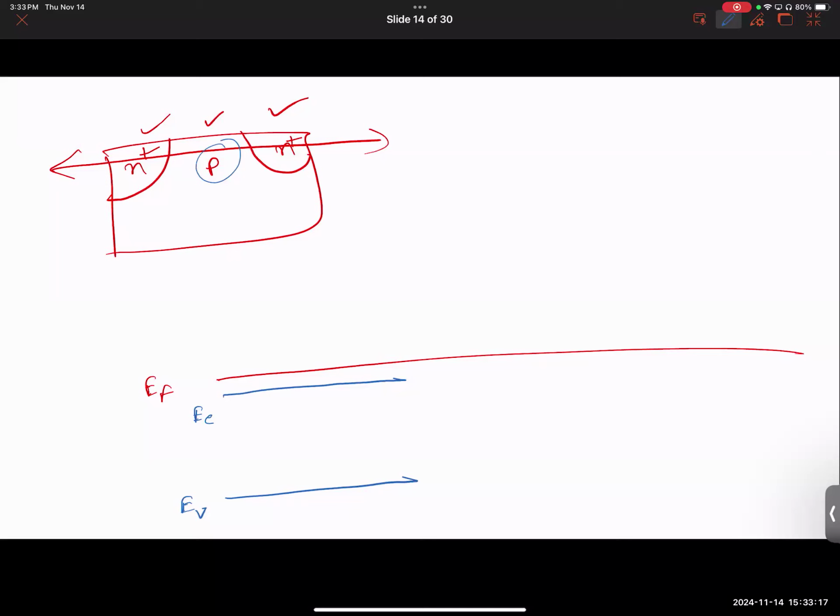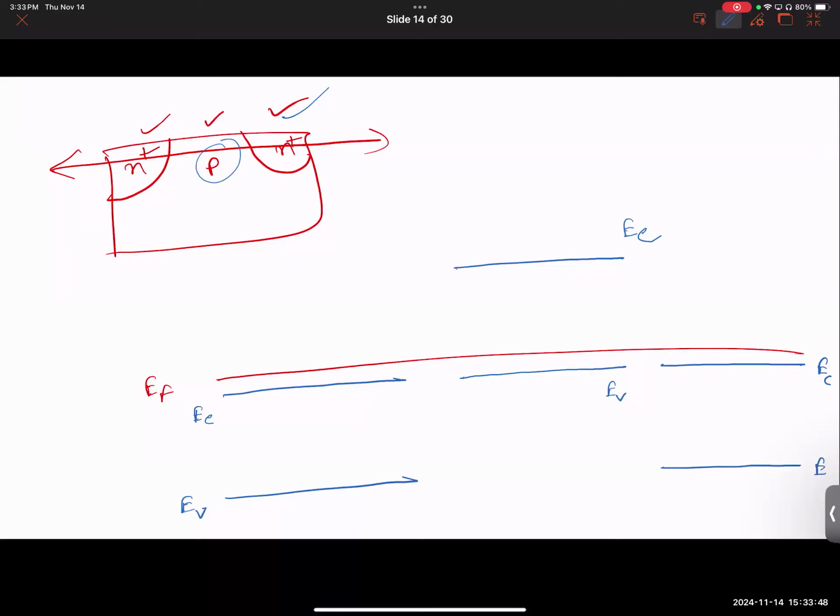What happens to the P-type? In the P-type, this is not P plus, this is just P. So this is going to be my valence band, closer to the Fermi level. And the conduction band will be somewhere up there. P-type. Again, N-type to the other side. So, N plus. The conduction band will be below the Fermi level. The valence band will be farther down.